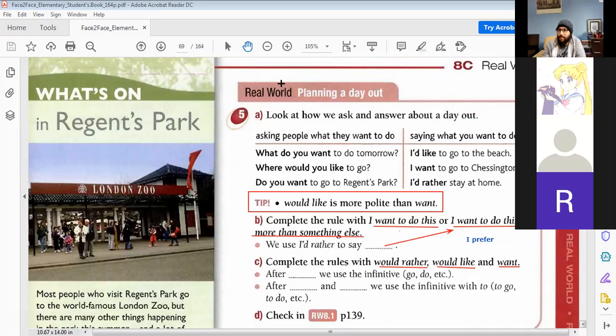Let's check the table. Is that correct? Yes, I think it's correct. I'd rather stay. I'd rather go. I'd rather have. Right? So this is correct. So we use would rather.